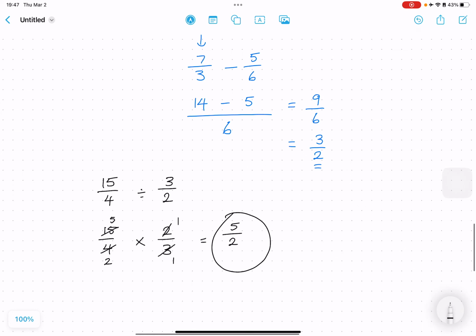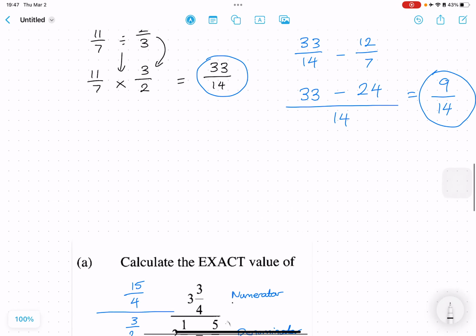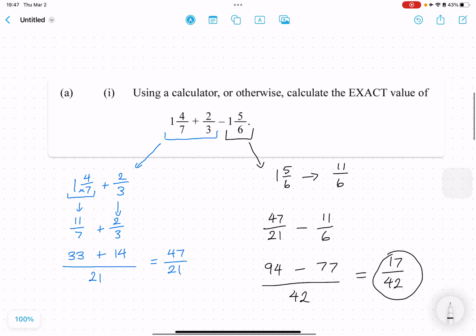And you did not need to simplify the 9 over 6 as well. You could have left it. You just would have gotten a bigger fraction at the end, and then you would have to simplify it at the end, but that's fine. All right, so these are different ways in which the fraction questions could come.